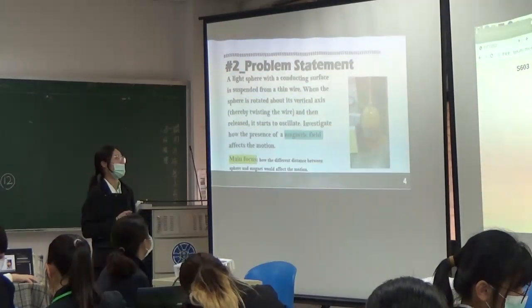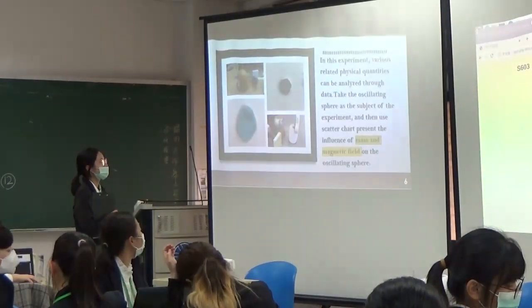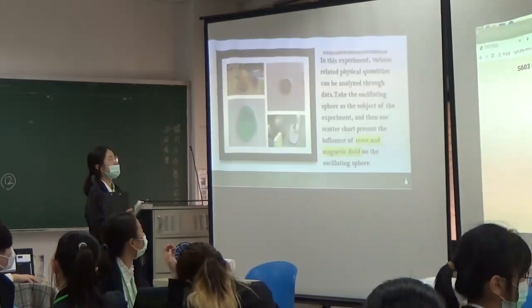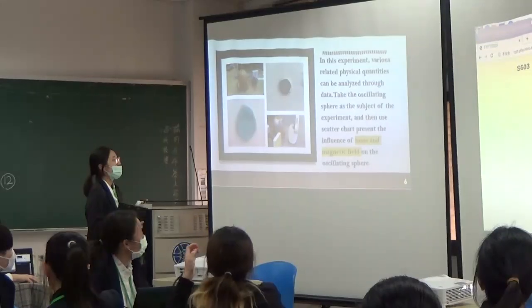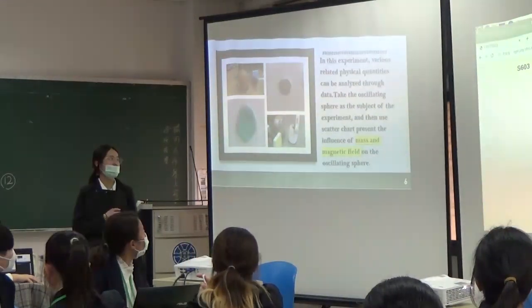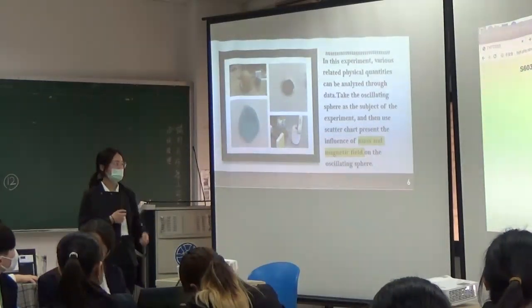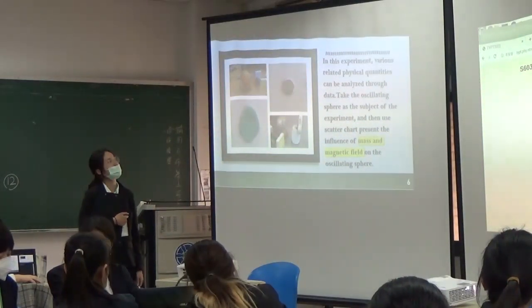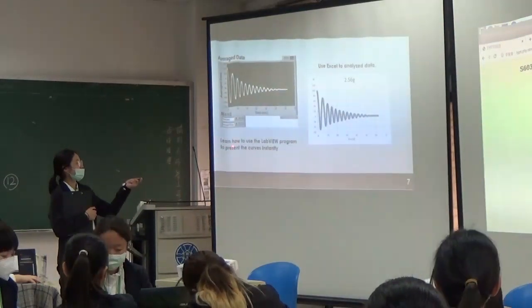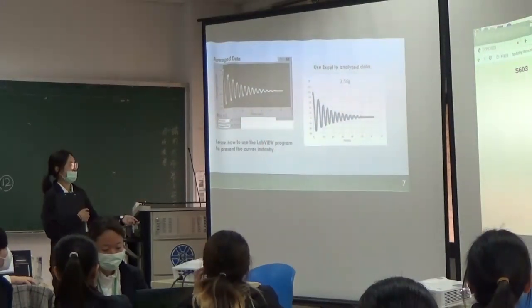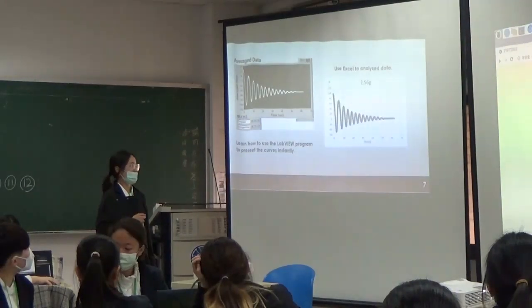This is our video about the experimental device. Our purpose is that in this experiment, various related physical quantities can be analyzed through the data. We take the oscillating sphere as the subject of the experiment and then use scatter charts to present the influence of mass and magnetic field on the oscillating sphere. And then we learn how to use the LabVIEW program to present the curves instantly and use Excel to analyze data.